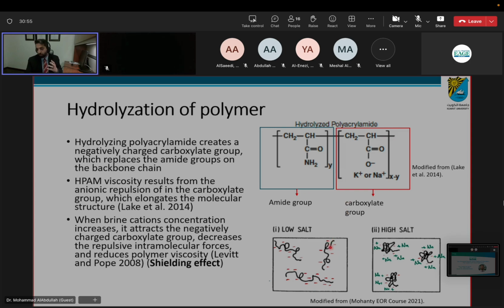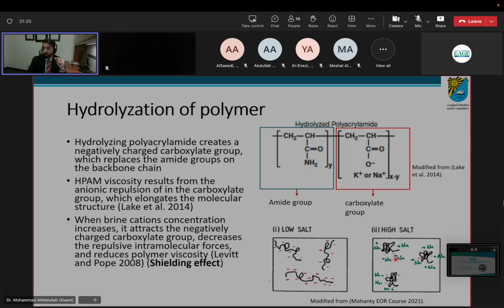That negative charge will give you repulsion in the molecular structure. If you have repulsion in the molecular structure, it means it will spread out, right? A very interesting way to think of viscosity: if you have a block, and it's spread out, it means you will have more restriction to flow. If you have more restriction to flow, it means you have higher viscosity.